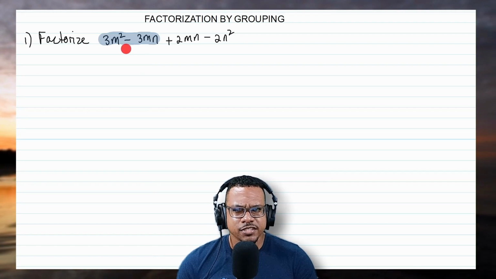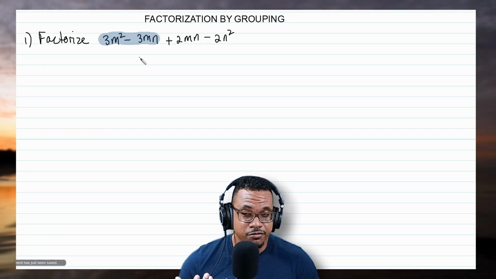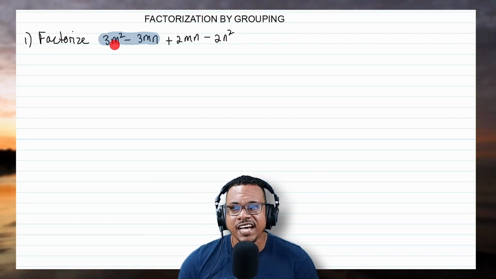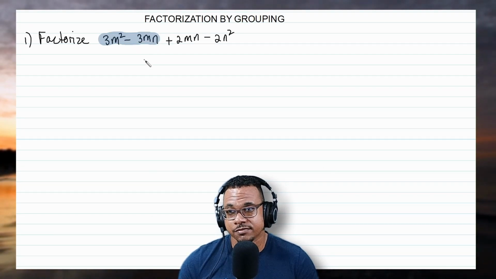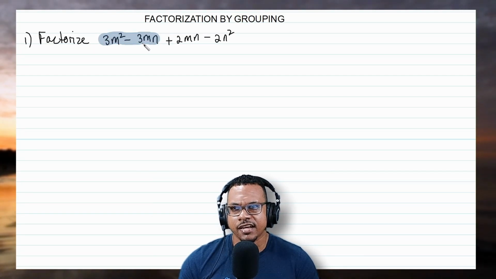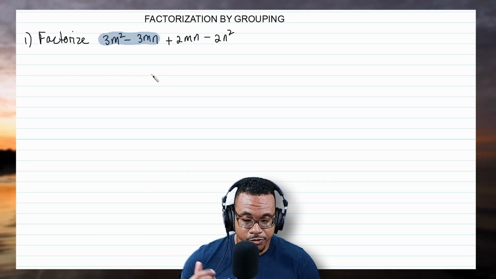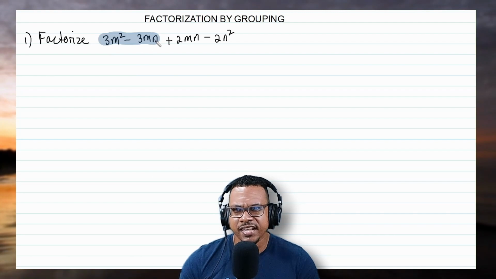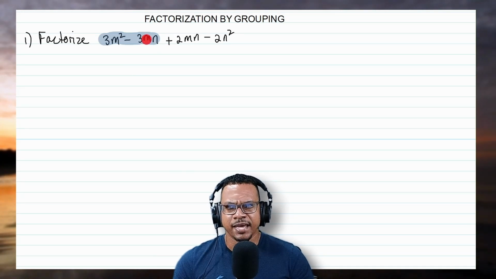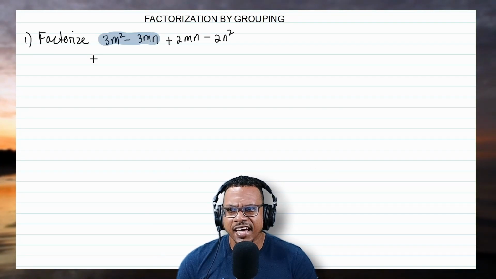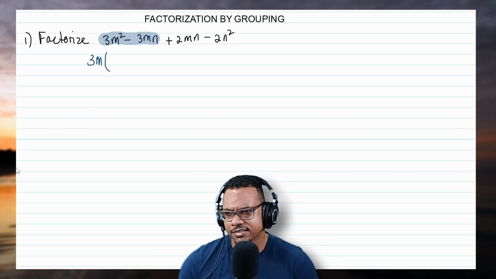So I'm going to look at these 2 terms and I'm going to use the method I was using before, which is, what's the highest thing that can go into both terms? Now I have 3m squared and 3mn. So I'm seeing that 3 is common to both terms, so 3 will work. Also m squared and m, so I'll use m. So for my highest common factor, I have 3m, open brackets.